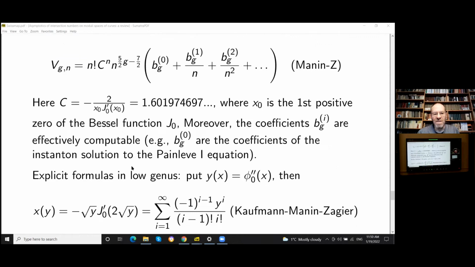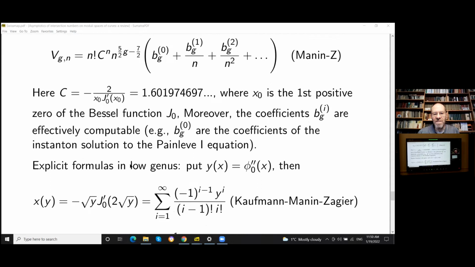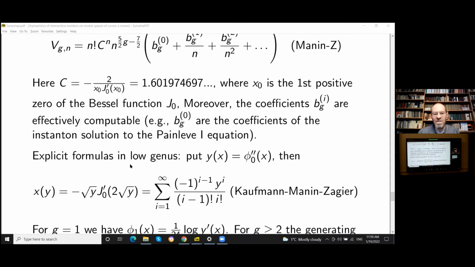Well, in low genus, one can get formulas that are more explicit and more illuminating. Let's denote by y of x the second derivative of phi naught of x. Let me recall that phi naught of x is the generating function of genus 0 Weil-Petersson volumes. Then let's take the function x of y that is inverse to y of x. And this function, x of y, is quite explicit.